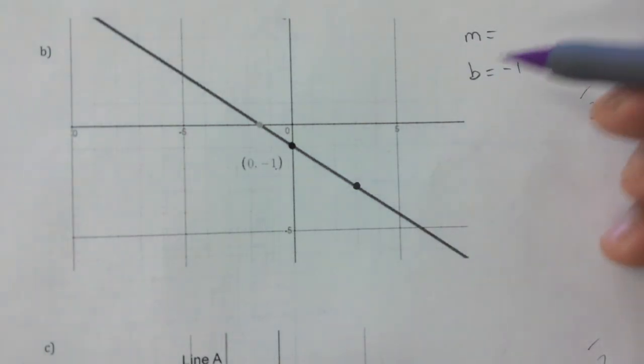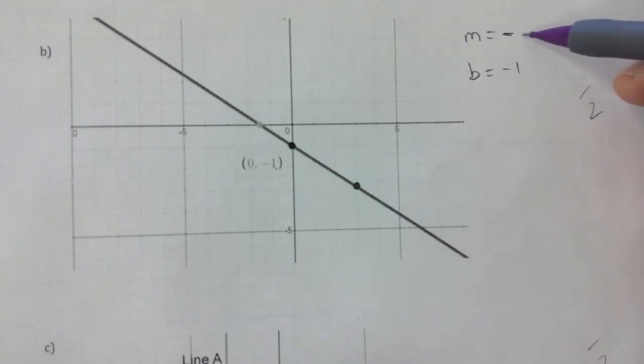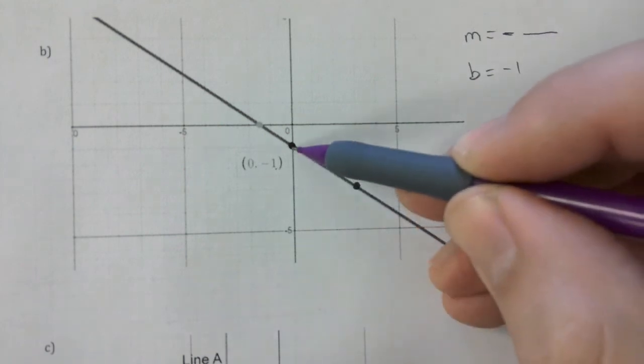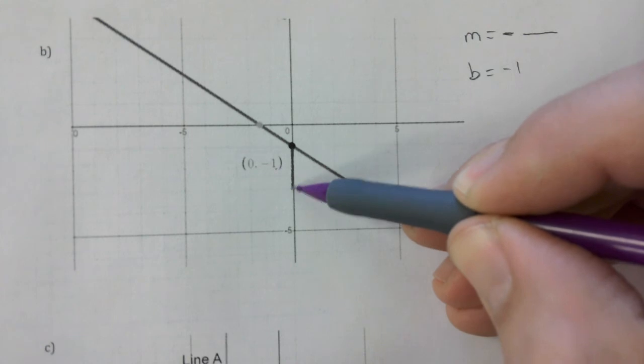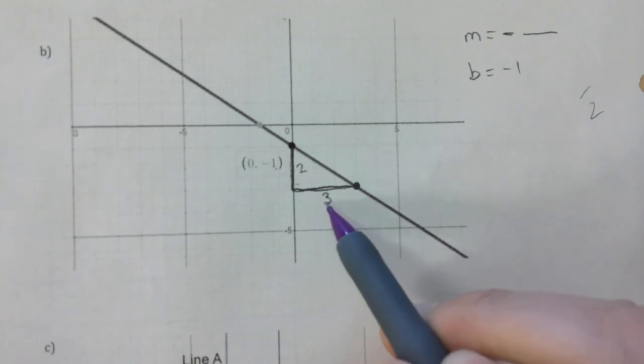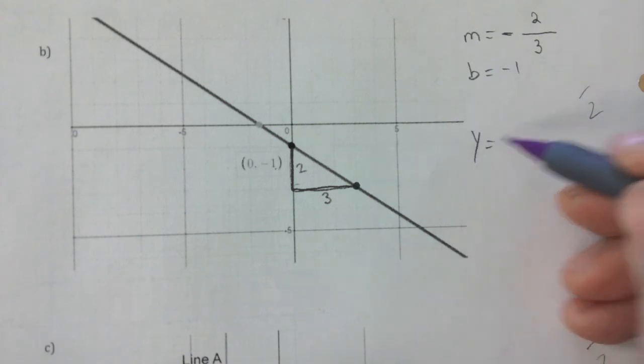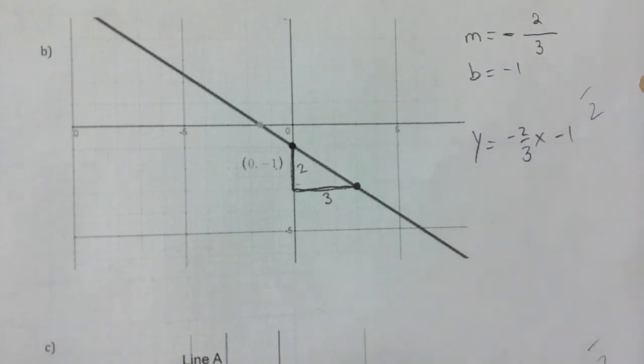So again, your slope is going down, so negative. And then you're just going to find the vertical change over the horizontal change. There's a 2-unit vertical and a 3-unit horizontal. So it's rise over run, and my equation is -2/3 x minus 1. Again, you get 1 mark for the correct slope, 1 mark for the correct y-intercept. It should really be 1.5 because the slope is harder to get, but for today it's just easier to go with 1 and 1.